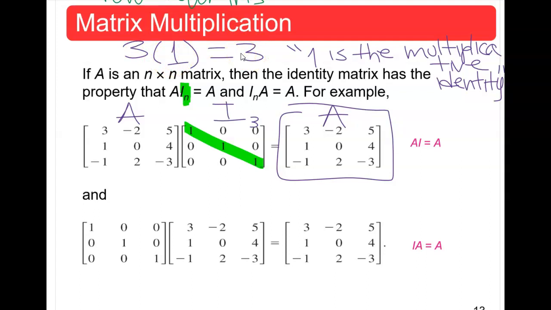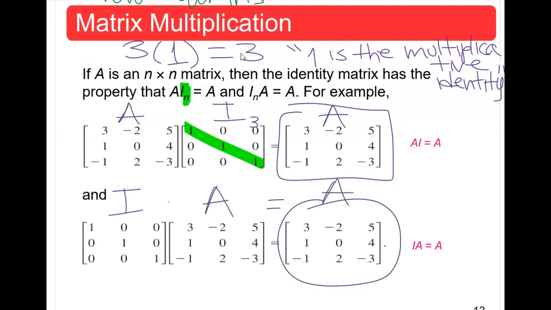Next, I have the example of identity matrix times matrix A, and we will also get the same matrix A. This is one of the few examples where multiplication is commutative. You can have the identity matrix on the left or the right, and you will still get the same as the product, which in this case is A.